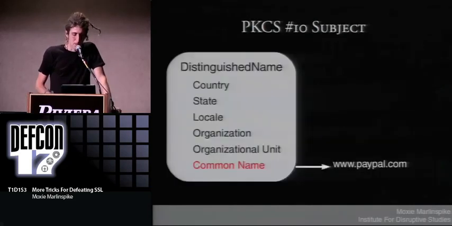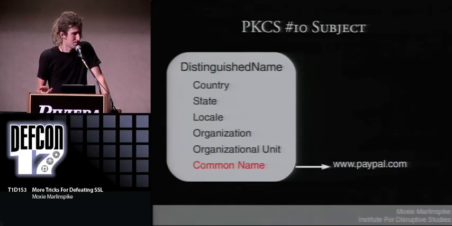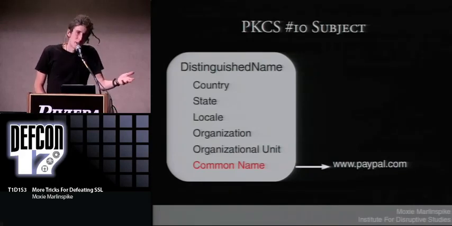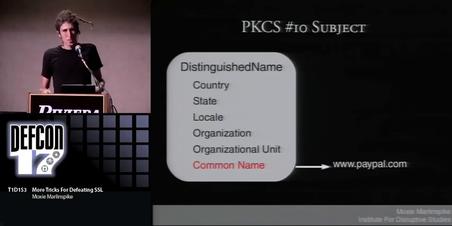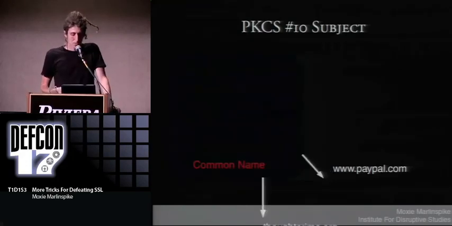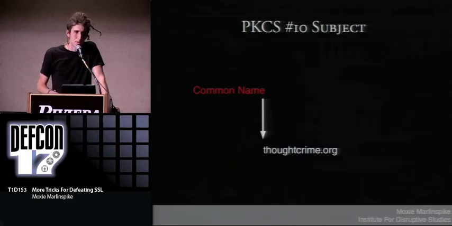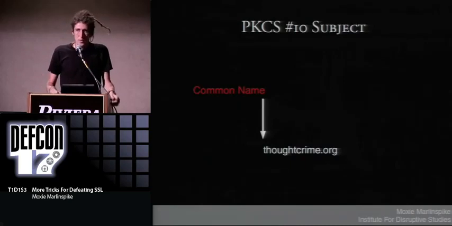Anyway, so we'd like to get some certificate with a subject that has a common name of www.paypal.com, right? The problem is that we don't own paypal.com, so we can't do that. But I do own thoughtcrime.org. So, I could put thoughtcrime.org in the common name field of a certificate, and it would look up the whois information for me, and everything would be fine.